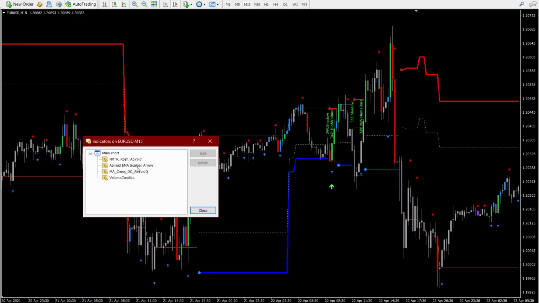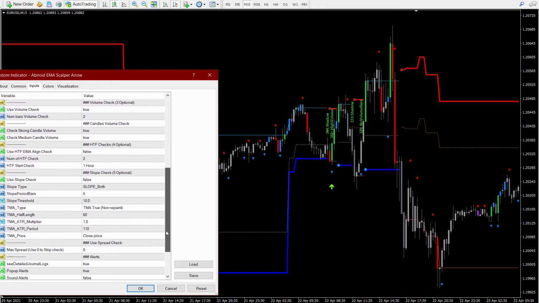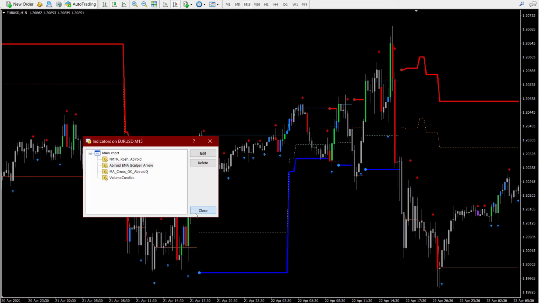And now the final check right here, the slope check. This check, it will look for the TMA slope, and right now the slope type is set to both. If you would only like to scalp during ranging markets, you can set it to ranging. If you want only trending markets, you can set that, or you can set it to both. So when you have slope both, it will ignore.